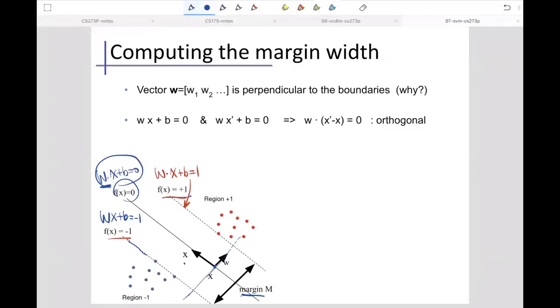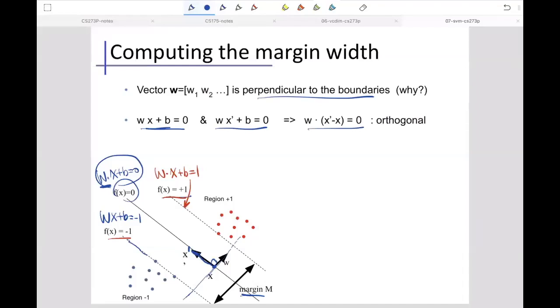The reason you can actually show it, how do you show that? Well, you take 2 points from this plane here, one is x, the other one is x prime. They are here. This is x, this is x prime here. Now take the difference between them, and you conclude that w times (x minus x prime) is equal to 0, which means that w is orthogonal to the difference between x prime and x here. And that's the reason w is a normal vector, a vector perpendicular to the boundaries.